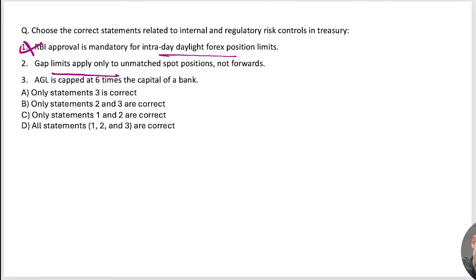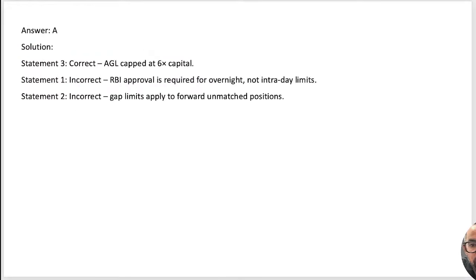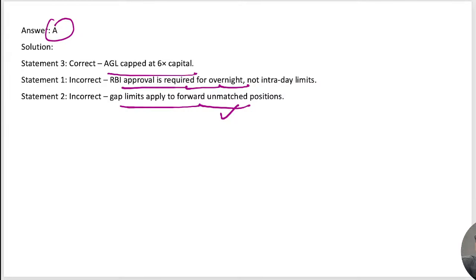So the gap limit applies only to unmatched spot positions, not to forwards. The gap position is used for all, actually, so this should be wrong again. The third one is AGL is capped at 6 times the capital of the bank. This should be correct, so option A only should be the right answer. The gap limit allows forward and matched positions, and RBI approval is required for overnight, not for intraday. AGL is capped at 6 times the capital itself.